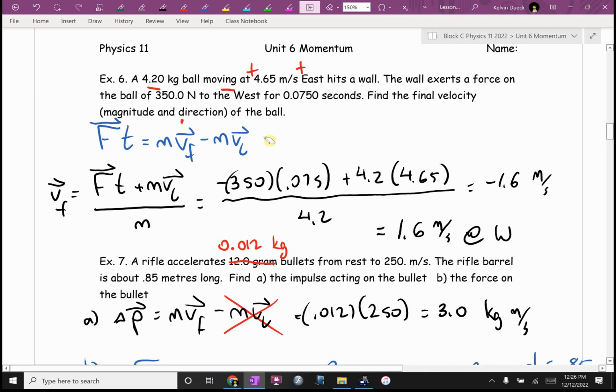And that's my way of saying, don't leave stuff blank. If you can't solve it with the impulse equation, but you think you could solve it by going VF equals VI plus AT, find A, and F equals MA, then please do that.